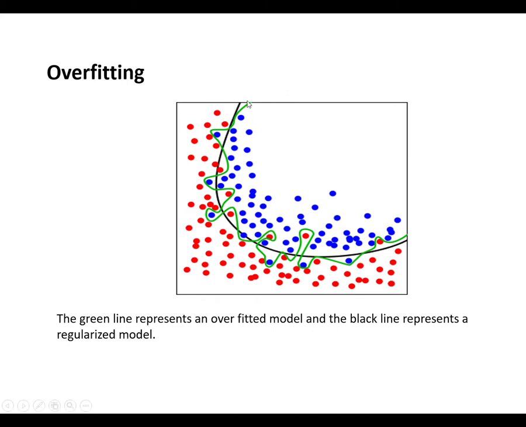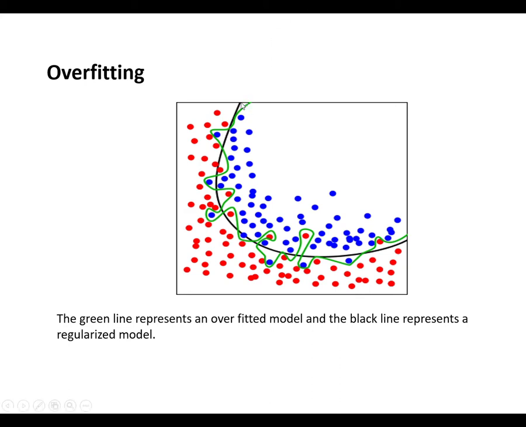Here you can observe one green line and one black line. Now try to observe what this green line does. It perfectly classifies the red dots and the blue dots, which ideally is considered a very good result. But in this scenario, yes, it works very well on the training data, but the same thing is not reflected when the same model or algorithm is implemented on the test data.